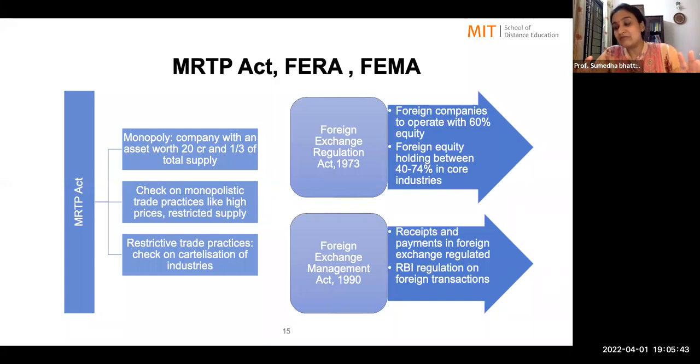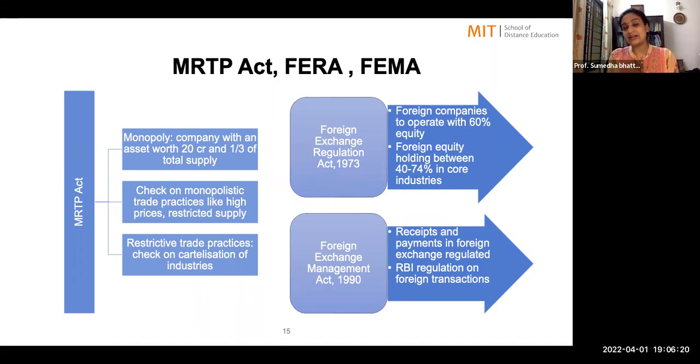The investment of capital had its own restrictions at that time. Any foreign company could operate with 60% equity of the Indian company, so the limit of foreign capital would be confined to 40%. It was allowed up to 74% in core industries, whether it is power or iron and steel. So in such heavy investment industries, the limit was greater. Obviously, this FERA did not cover IT services, and also the MNCs.